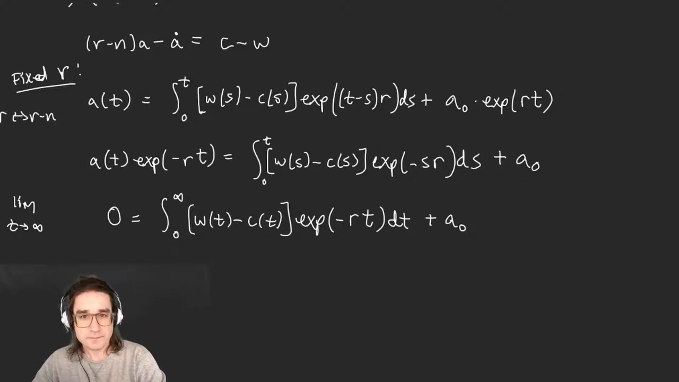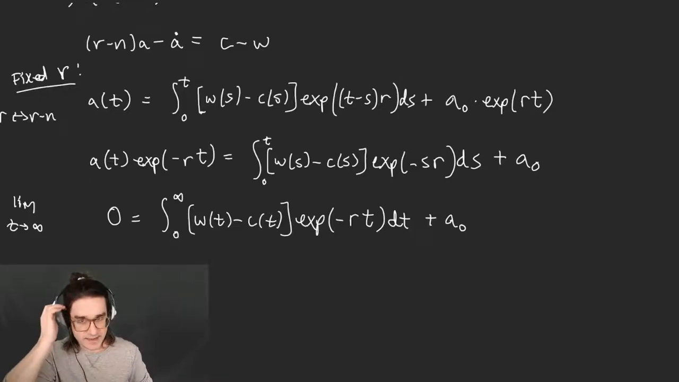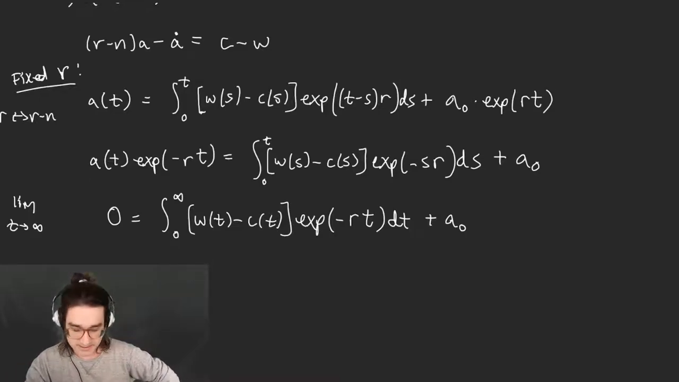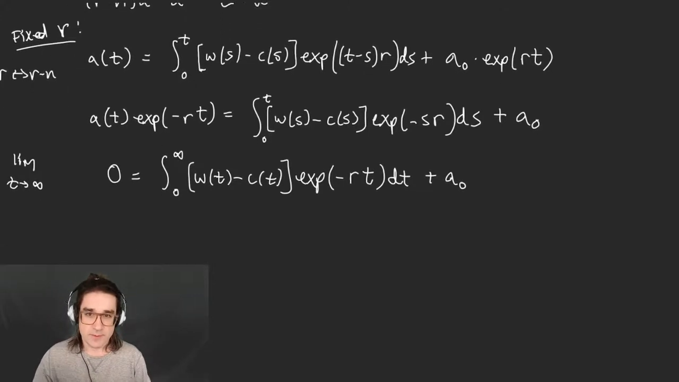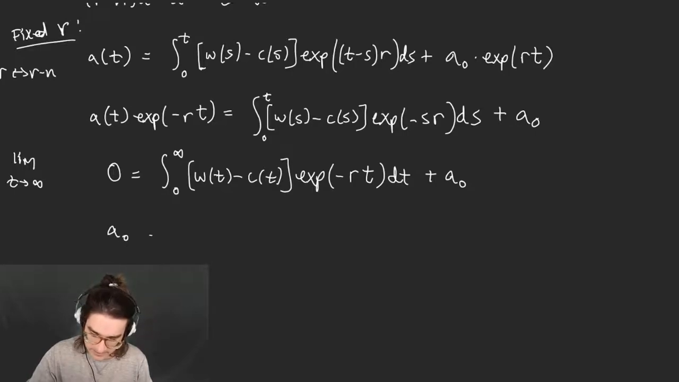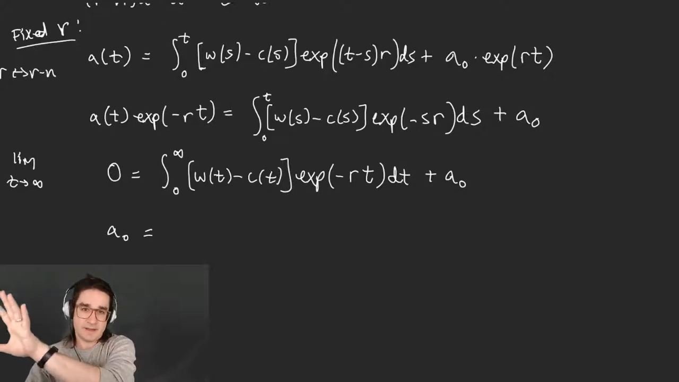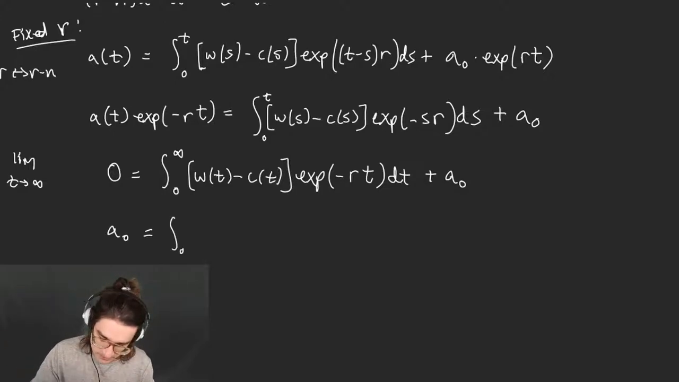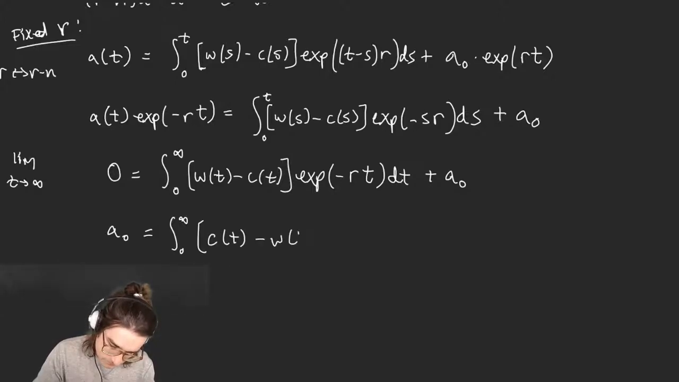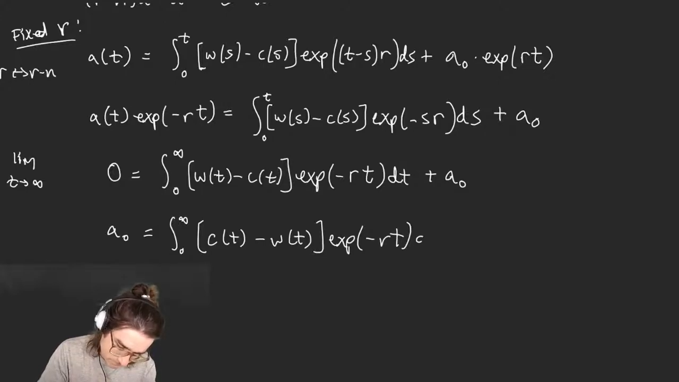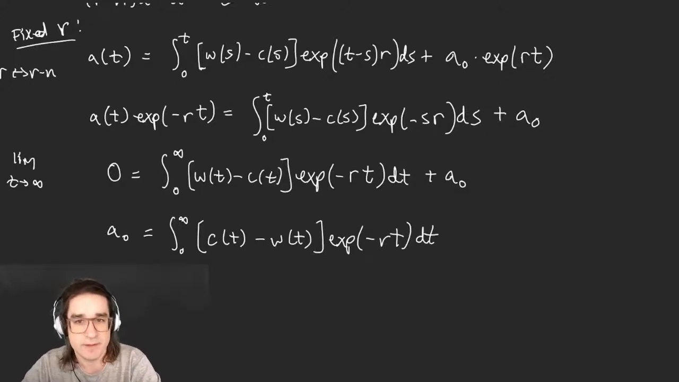All right, so that's it. We took the limit, we just had to make an assumption about the path of A, and then we get this equation that's kind of nicer. The final form that I think about is that A zero equals that whole integral minus that whole integral, which means we just swap the positions of C and W. If you just rearrange it.